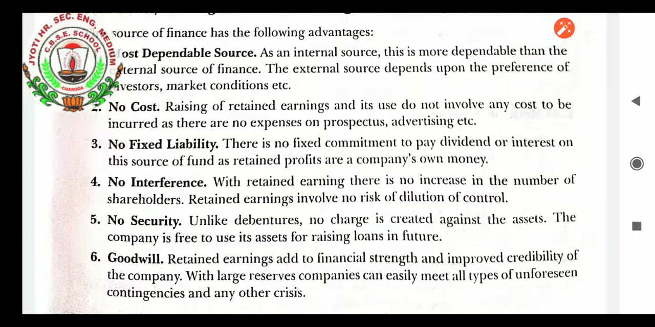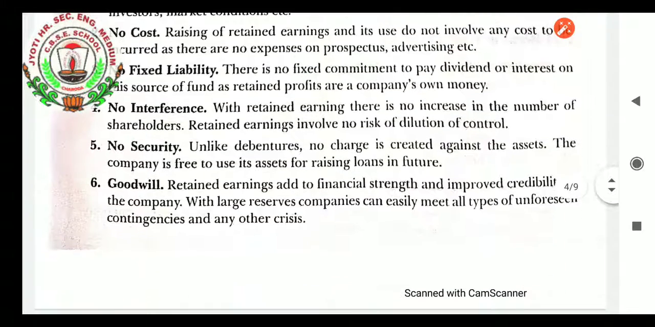Definitely, with retained earnings there is no increase in the number of shareholders, so the control of the organization will be in the hands of existing shareholders. There is no diversification or exchange of control from one person to another, so no interference is there. Retained earnings involve no risk of dilution of control. No security: for getting retained earnings we don't have to mortgage any asset as security.